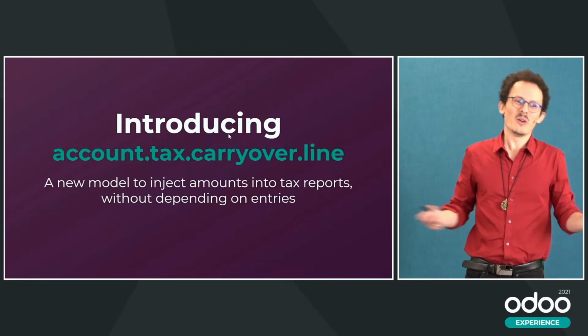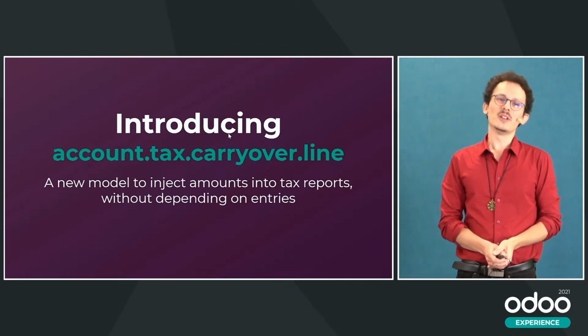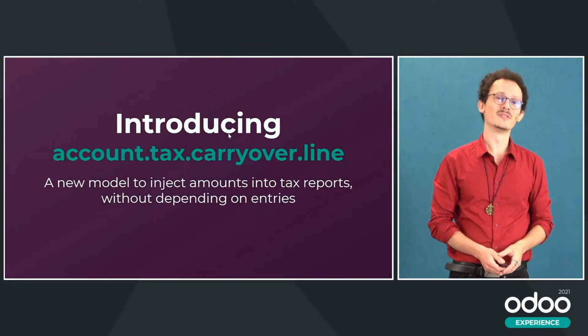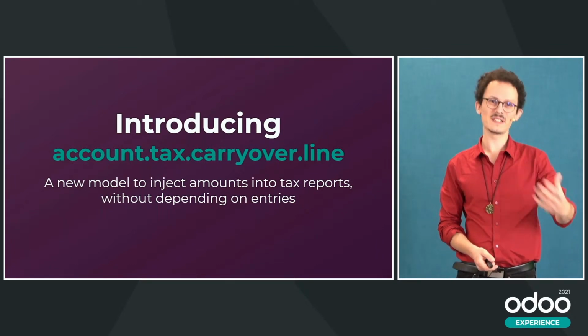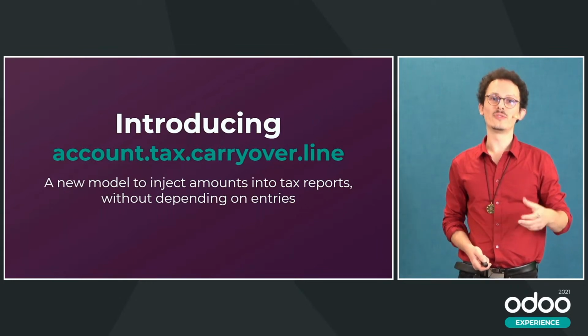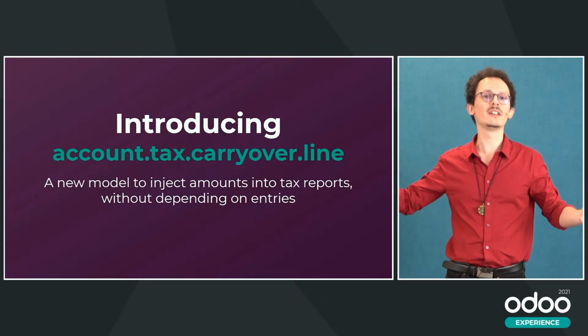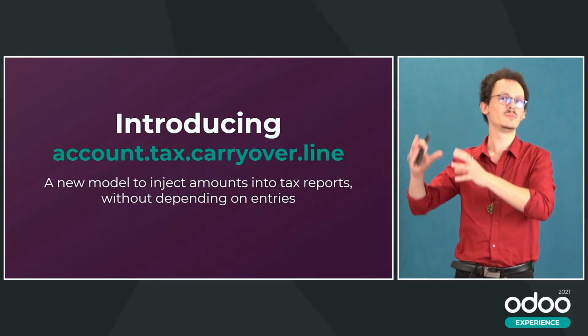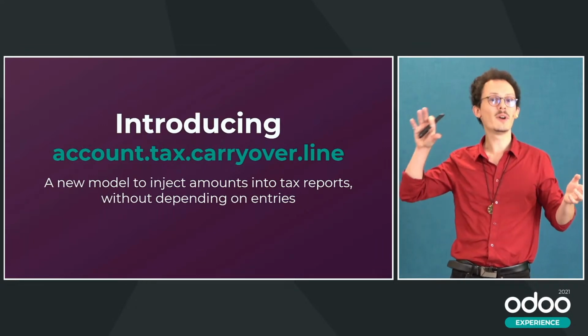So for this, we introduced a new model in Odoo 15 called account tax carryover line. Before, we did not support that, so we needed something new because you actually don't want to create accounting entries for the carryover in each period you are carrying amounts to. You want to have an amount in period A that will be reflected in period B without having to recreate an accounting entry in period B. So we needed this kind of magical new model that is injecting amounts in the tax report without creating account move lines.